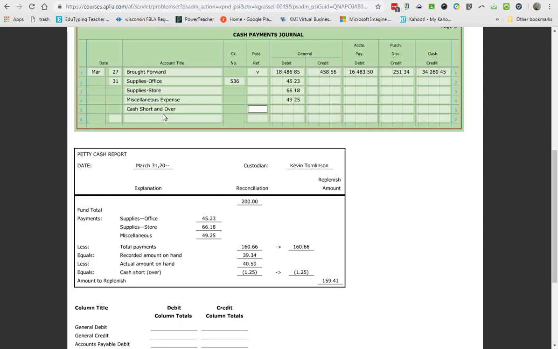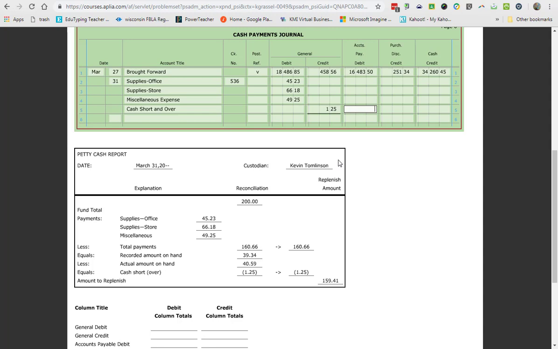Okay, so I have supplies office, supplies stores, miscellaneous expense, and my last account is cash short and over. How do I know it's cash short and over? Because that's what it says right here, cash short and over. Okay. You have a 50-50 guess on this. Cash short and over, debit or a credit? Credit. Why? It's like a revenue. We have extra money. So this 1.25 has to go as a credit. If it was a short, it would go as a debit.